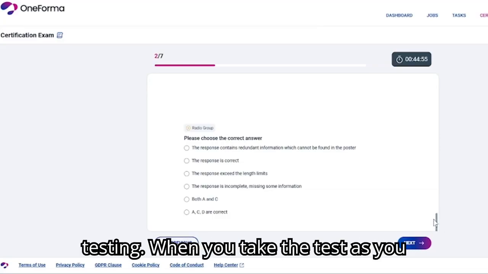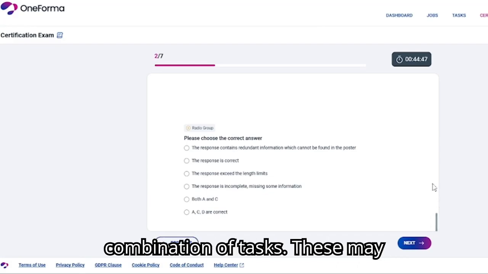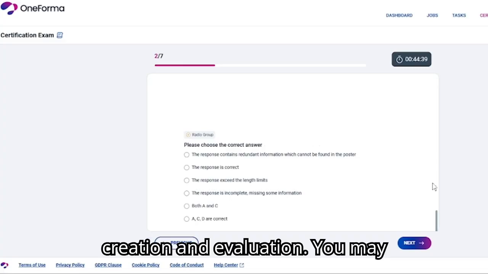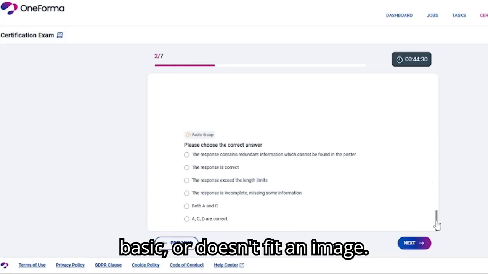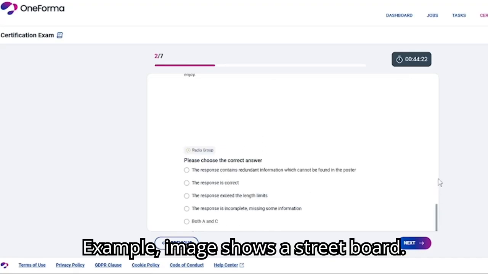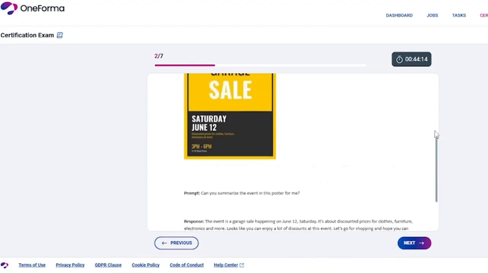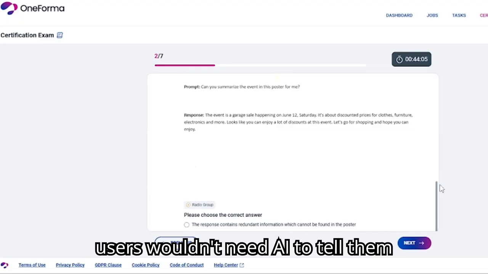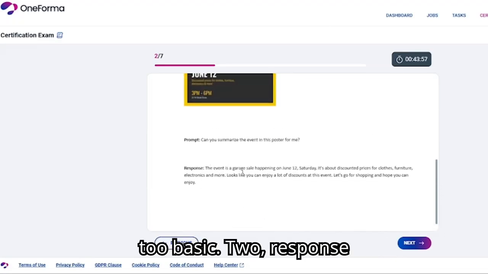When you take the test, as you can see on the screen, you'll see a combination of tasks. These may include 1. Prompt creation and evaluation. You may be asked whether a prompt is correct, too basic, or doesn't fit an image. Example: image shows a street board. Prompt says, "What color is this board?" This is too basic, because smart glasses users wouldn't need AI to tell them color. Correct answer: the prompt is too basic.